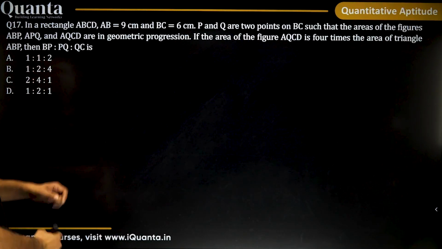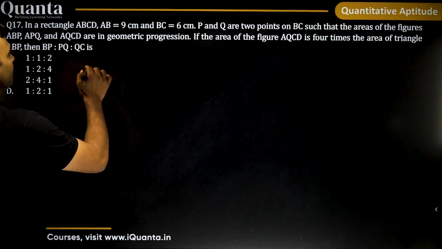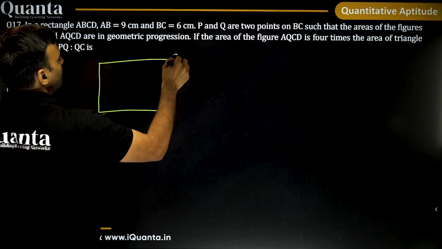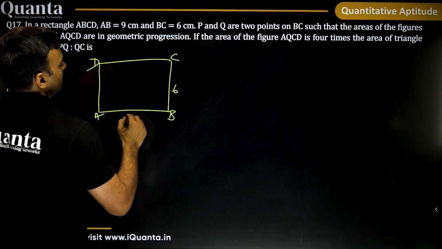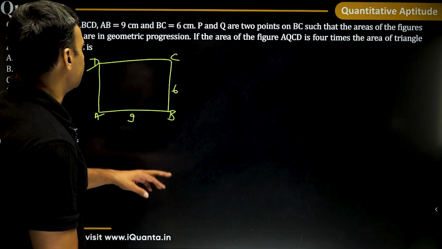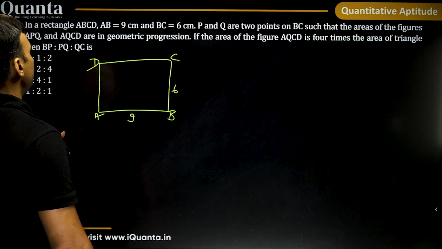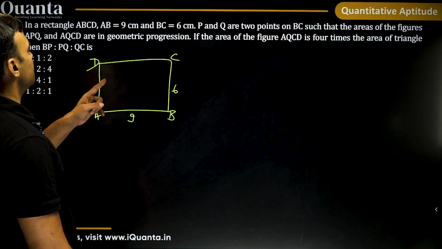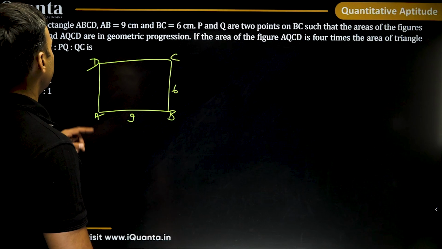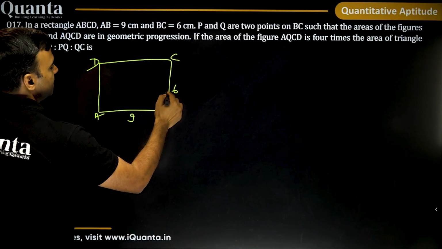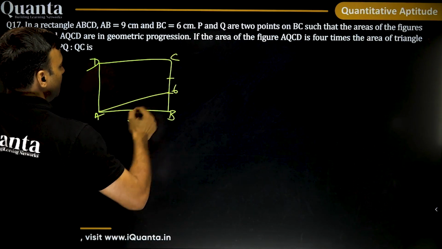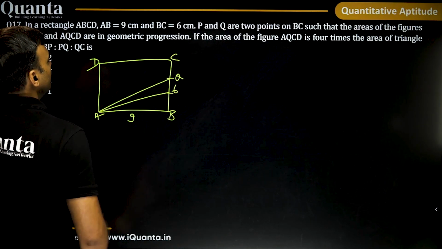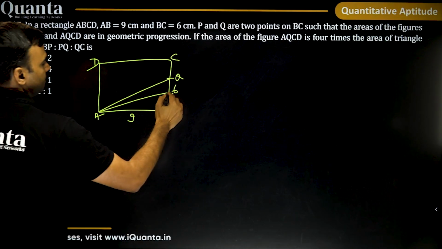Now this is a very interesting question. It says in a rectangle ABCD. So first of all, it's a rectangle ABCD. BC is 6, AB is 9. P and Q are 2 points on BC such that the areas of the figure ABP, AQCD, and APQ, right? Okay.